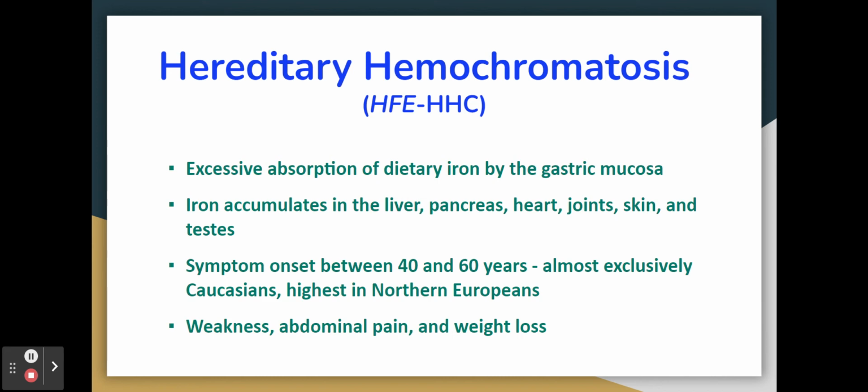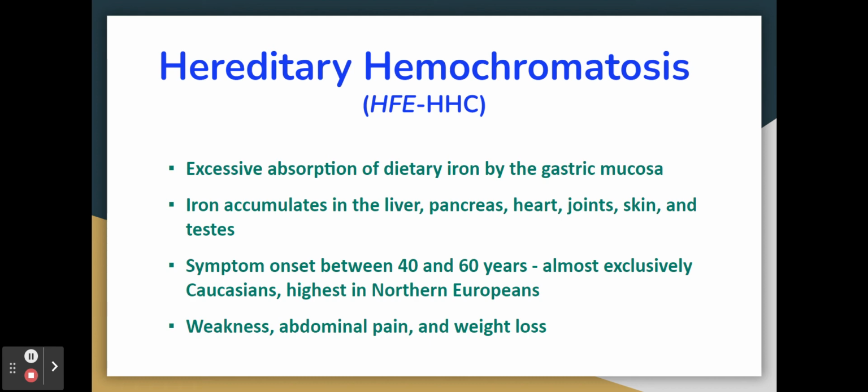So what is hereditary hemochromatosis? It's a single gene disorder that involves excessive absorption of dietary iron by the gastric mucosa. So it's a little more permeable and it sucks up the iron, and then it kind of stores it inappropriately in the liver, pancreas, heart, joint, skin, sometimes testicles. Onset somewhere in middle age, almost exclusively Caucasians, highest in Northern Europeans. It can happen to women after menopause, commonly because they're no longer losing blood through their monthly cycle. So that's why we see sometimes that later onset with women.